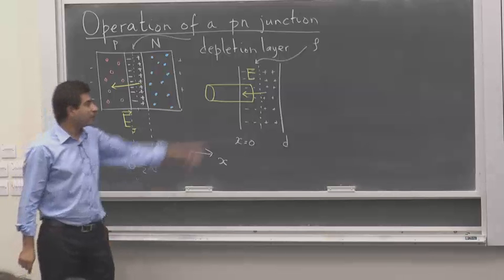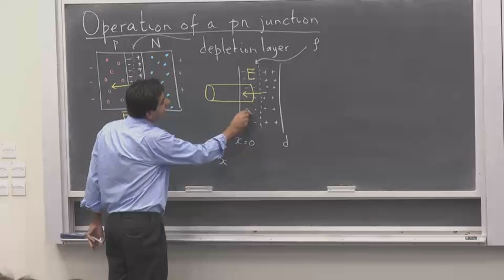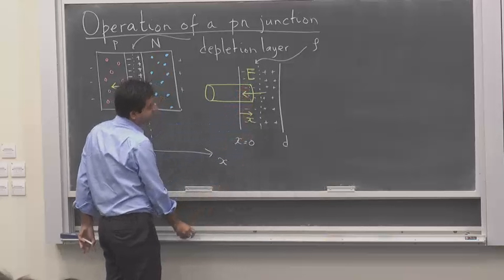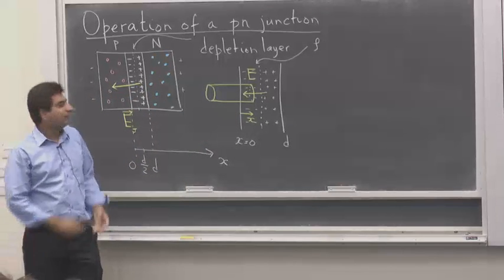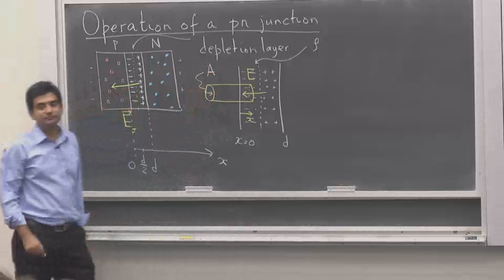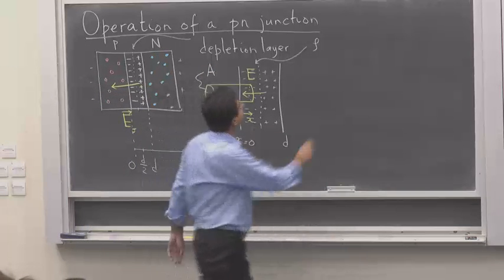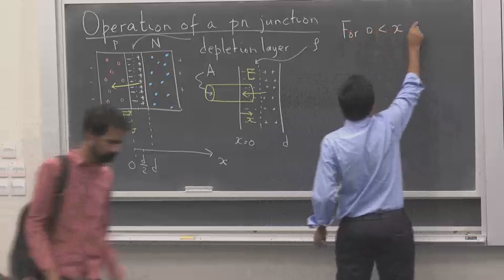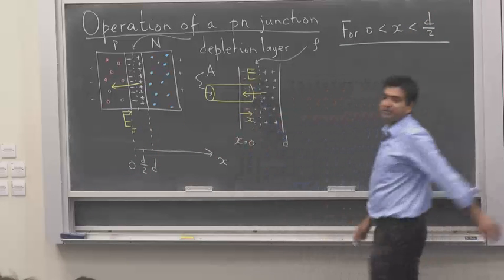Alright, we would like to find out what this electric field is. Suppose this point is at a distance x. This end cap of the Gaussian surface is at a distance x, poking inside the depletion region. And suppose the cross-sectional area of this Gaussian cylinder is A. Now, let's look at what happens when x is greater than 0 and less than d by 2. So it's in the left half of the depletion region.